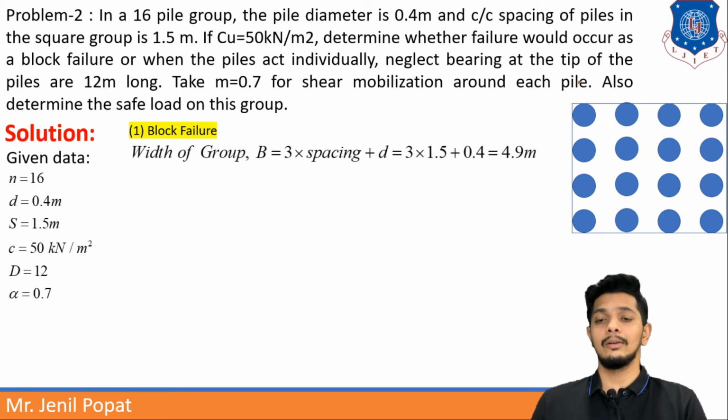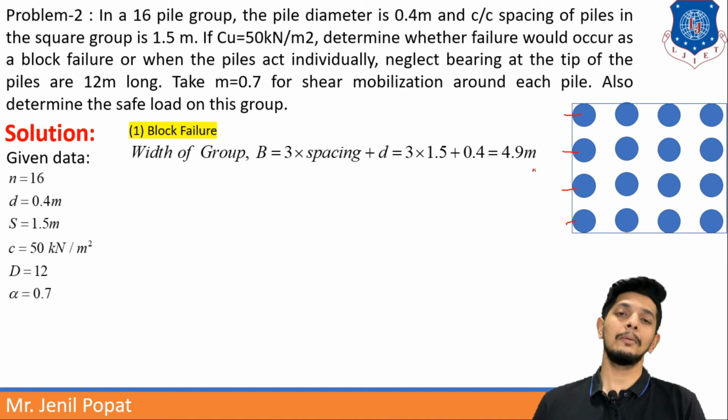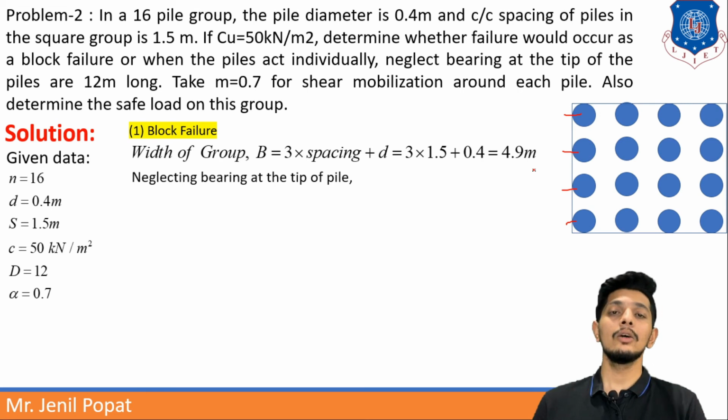Now we are calculating the perimeter first. For the perimeter we need one side, right? For one side length we have to calculate like this. Center to center distance between two piles is given as 1.5. So there are 3 spacings of 1.5, plus 2 times half diameter, that will be 3 times spacing plus full diameter. So we can write 3 into 1.5 plus the full diameter of one pile, that is 0.4. So the total width of one side can be written as 4.9 meter. Now for the perimeter we can multiply it by 4 as there are 4 sides.